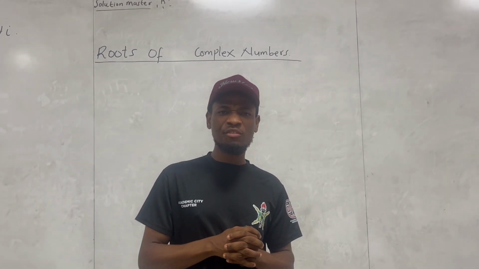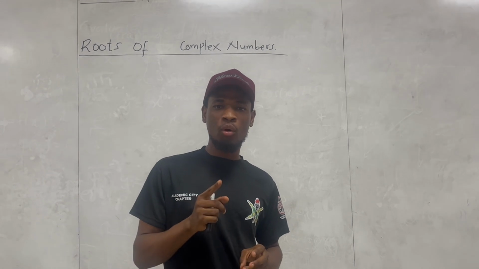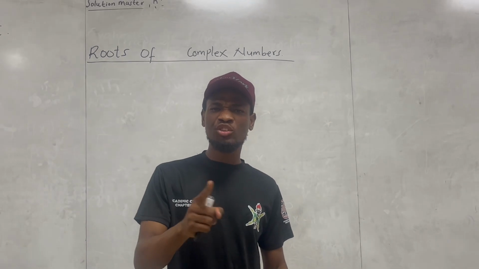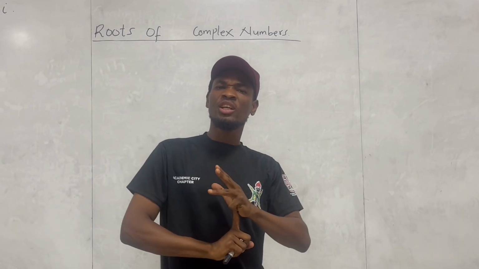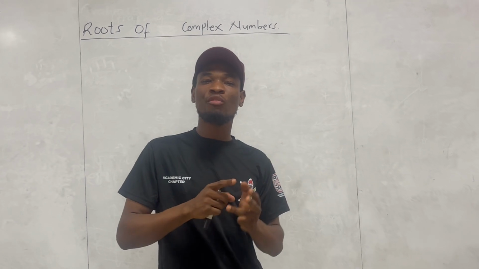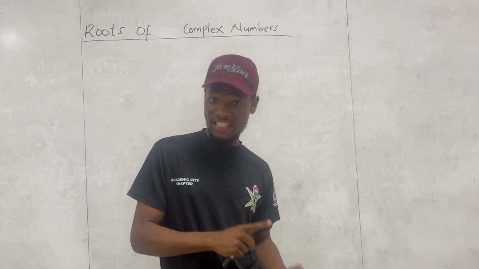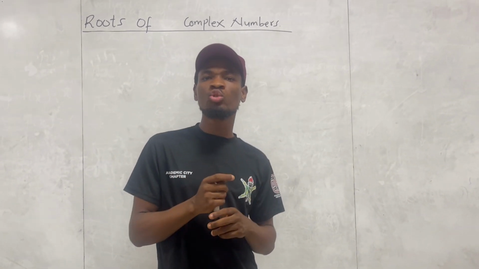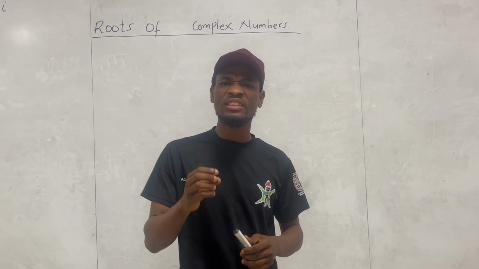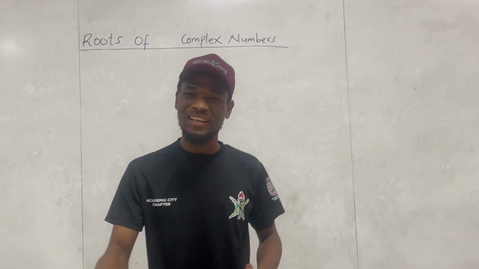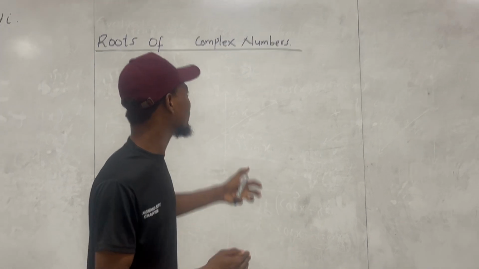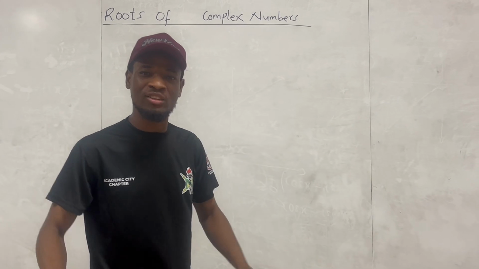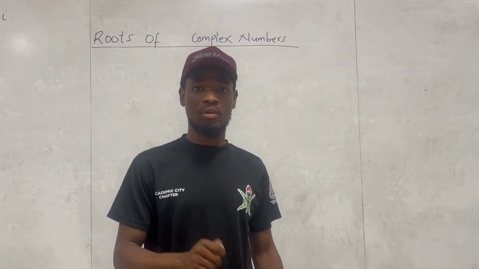Remember, before this video session, we spoke about de Moivre's theorem. And remember, we said de Moivre's theorem, one, is used to simplify or work out trigonometric identities. Two, de Moivre's theorem is used to find the roots of complex numbers. So today's session is just an extension of de Moivre's formula.